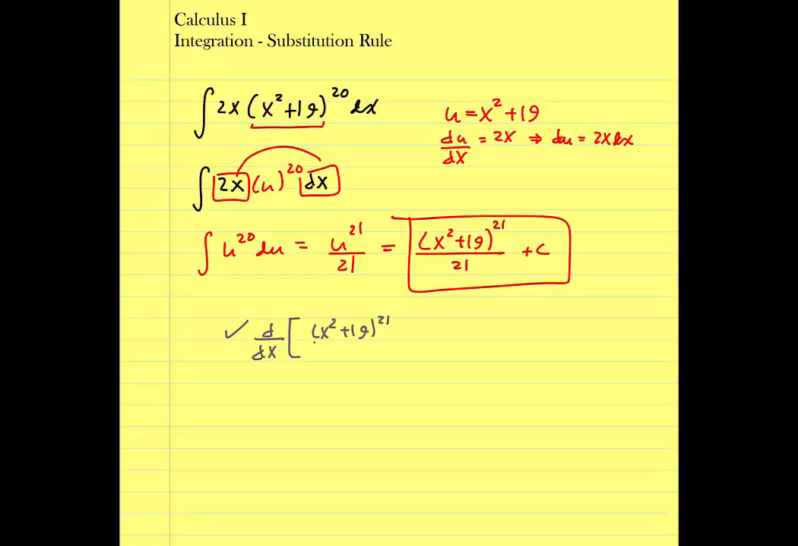Take x squared plus 19 to the 21st over 21. I'd bring the 21 down, decrease the exponent by 1, and then multiply it by the derivative within. This is the chain rule. Again, this is all over 21 from here. You bring the 21 down, decrease the exponent by 1, multiply it by the derivative within, and again, this is the chain rule. The 21s cancel, and you can see that I'm left with (x squared plus 19) to the 20th times 2x, which is my original integrand. So this one checks, and again, it's a good idea to check these when you can. Some of the derivatives get pretty ugly, but they will establish that it is correct.